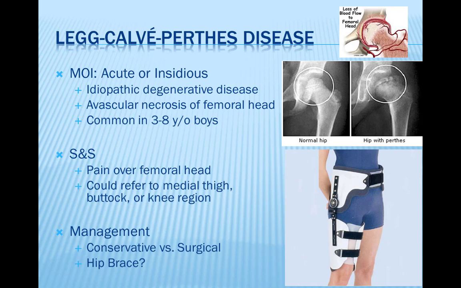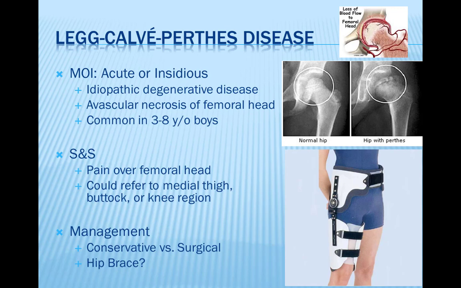The signs and symptoms of Legg-Calvé-Perthes disease include limping, pain or stiffness in the hip, groin, thigh, or knee, and limited range of motion in the hip joint. Legg-Calvé-Perthes disease usually involves just one hip. Both hips are affected in some children, but usually at different times.